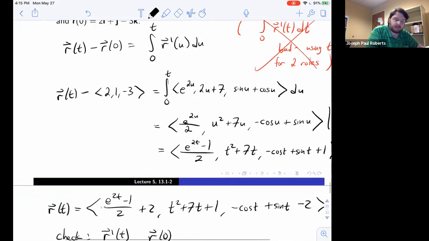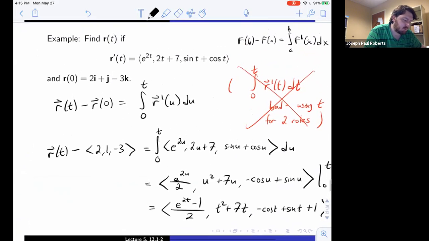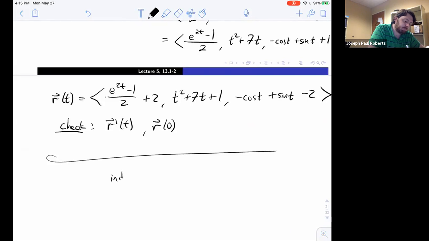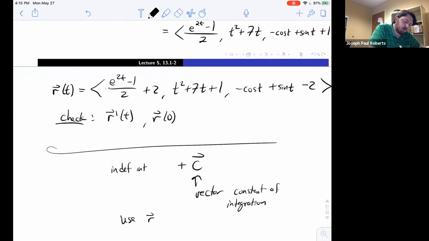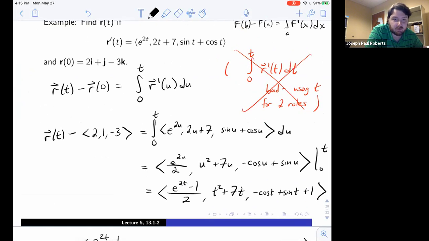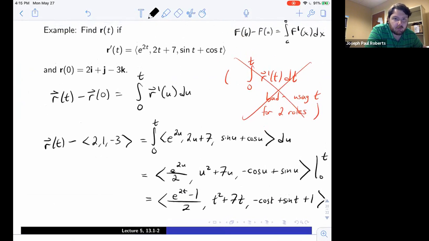And like I said, if you want to take a look in the textbook, I think they show you how you could do an indefinite integral. You could do plus c, like a vector constant of integration. And then you would use r of 0 to solve for this vector constant of integration. But I prefer to do these with definite integrals, but it is up to you. But yeah, that's some calculus, so you're getting your money's worth now.